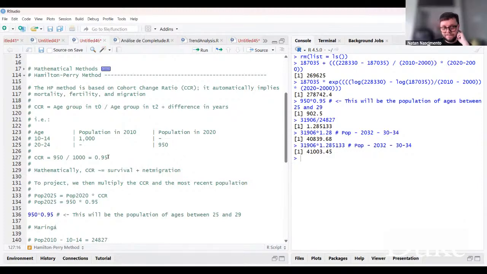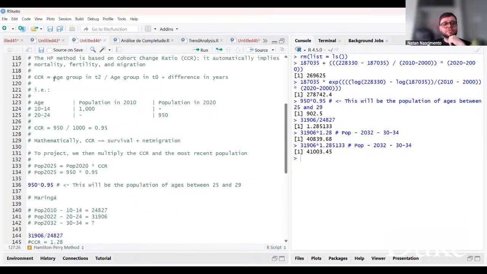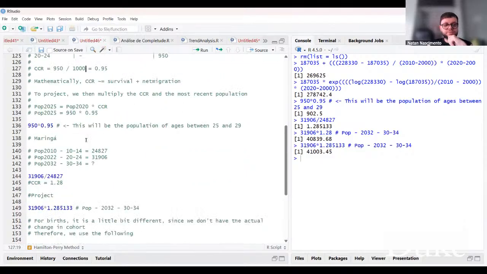Thank you. It's because the CCR above, where you are now, was written T0 divided by T2 and not the opposite, like you explained now. Oh, it was just a typo. So it was just a typo. We divide the most recent by the least recent one. So that way we can get to what we expect to be the closest population for Maringá at the age 30 to 34, this interval.